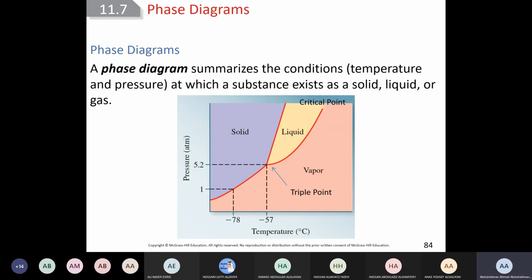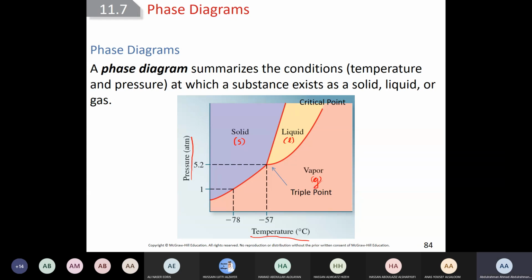Last thing we're going to talk about is phase diagram. What do you mean by phase diagram? A phase diagram is a diagram in which temperature and pressure are the coordinates, and we have the relation between the phases of matter. What's the phase of blue color? Solid. What's the phase of yellow color? Liquid. What's the phase of orange color? Gas.